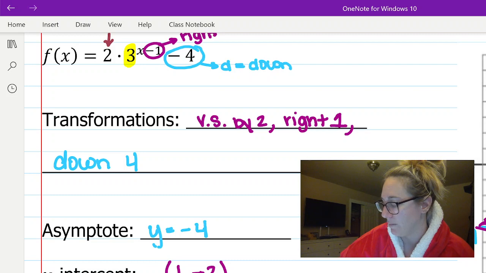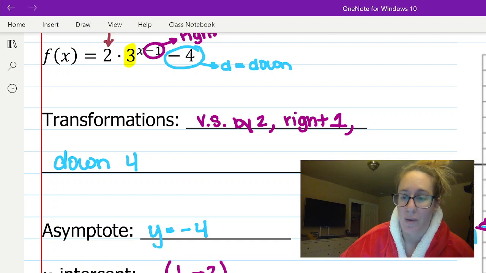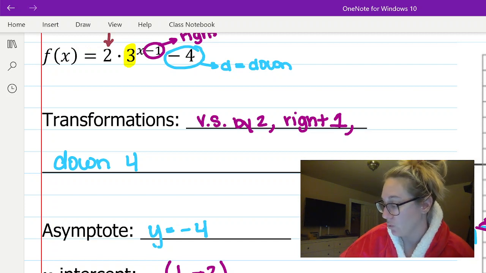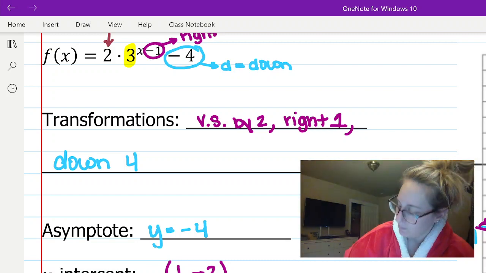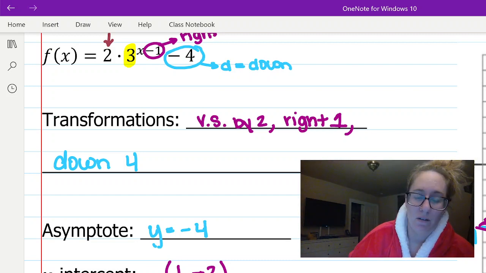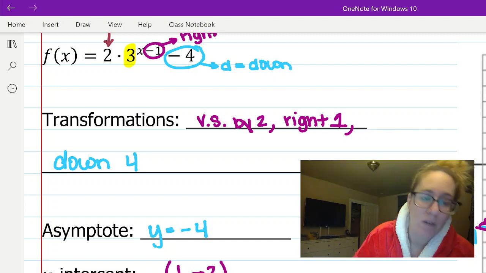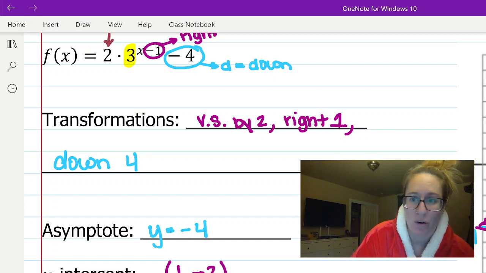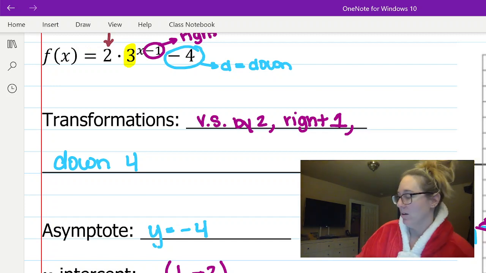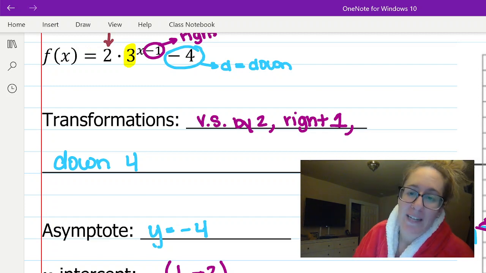All I need to do is plug the 1 into the equation and see what I get for y. So it's 2 times 3 to the 1 minus 1, minus 4. 1 minus 1 is 0, so 3 to the power of 0 is just 1. So you end up with 2 minus 4, which is -2. So I have my x, +1, I have my y, -2. That's my new y-intercept point. That's already what I had. Cool.